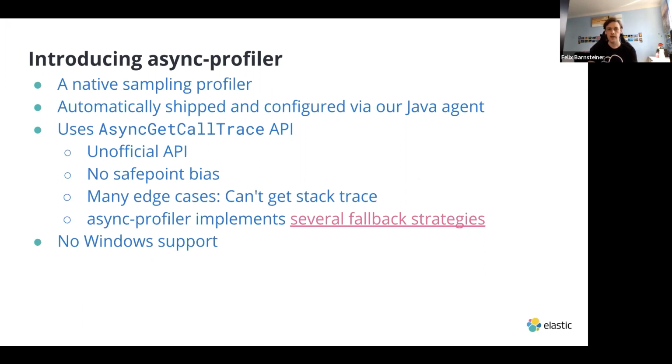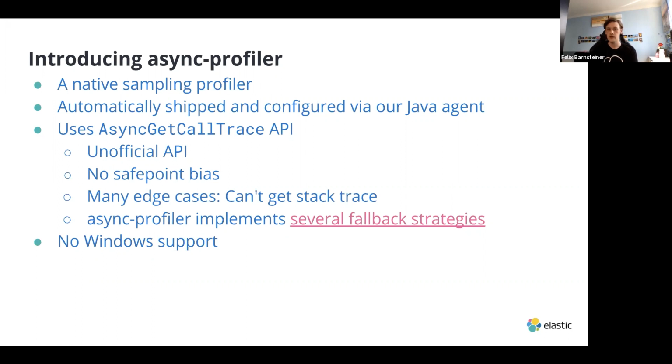And that uses a different way of getting the stack trace that doesn't have the Safepoint problem. So it uses the AsyncGetCallTrace API, an unofficial API of the JVM. And it has many edge cases. It's not easy to work with. And so in some situations, it just can't get the stack trace.